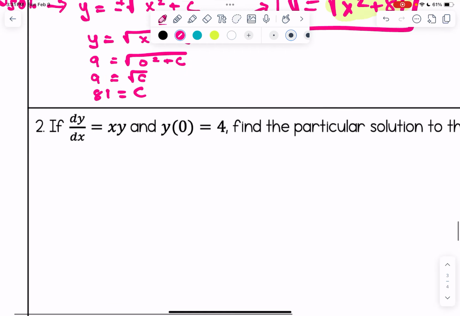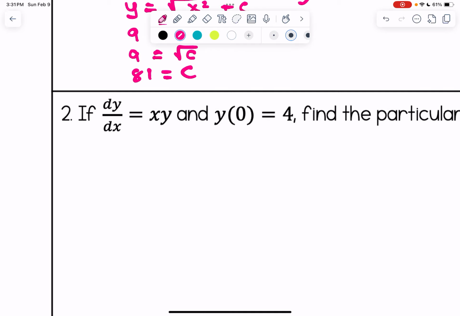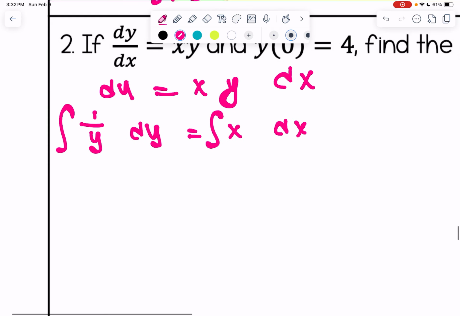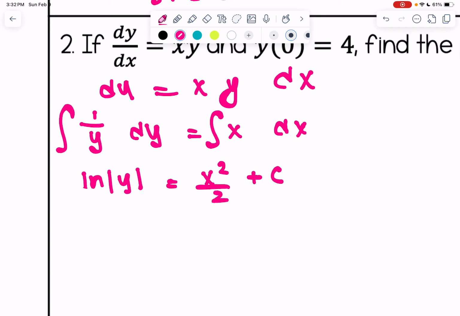All right, let's look at number 2. I'm going to multiply both sides by dx, or cross multiply, however you want to think about it. But when I do that, that does not separate the variables. So I'm going to either divide by y or multiply by 1 over y. And then I'm going to integrate on both sides. So over on the left, I have ln of absolute value of y. On the right, x squared over 2 plus c.